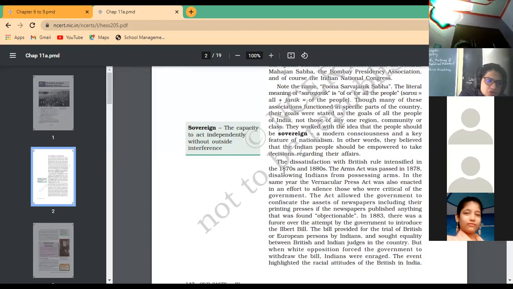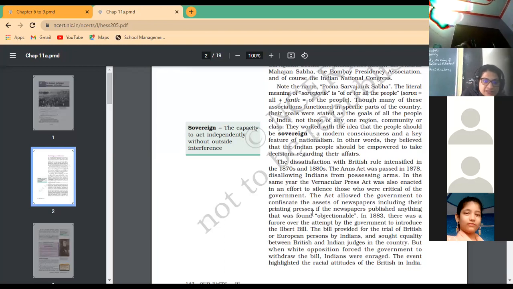That act was not for Europeans. Now the next act, which was passed in the same year, 1878, was the Vernacular Press Act, which was also enacted in an effort to silence those who criticized the British policy. The act allowed the government to confiscate the assets.